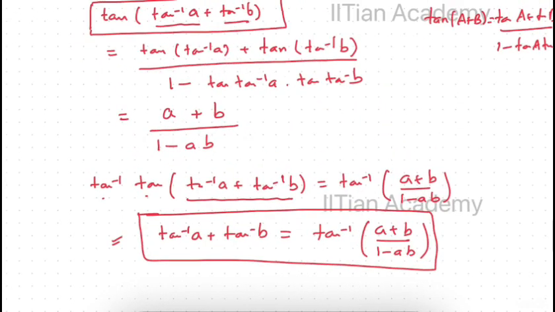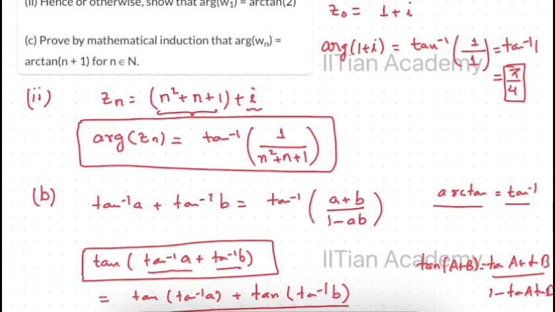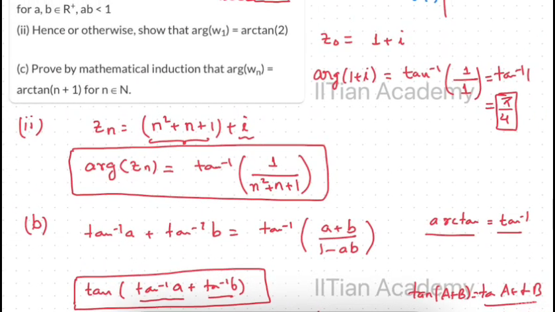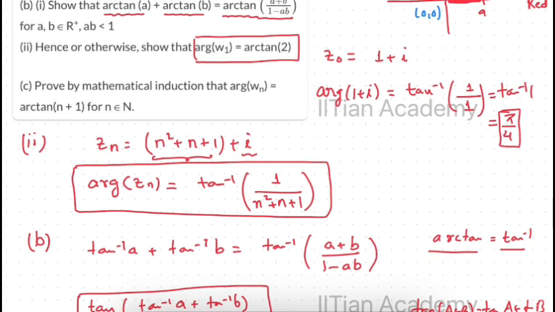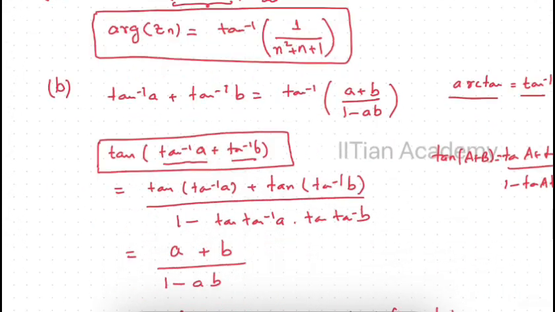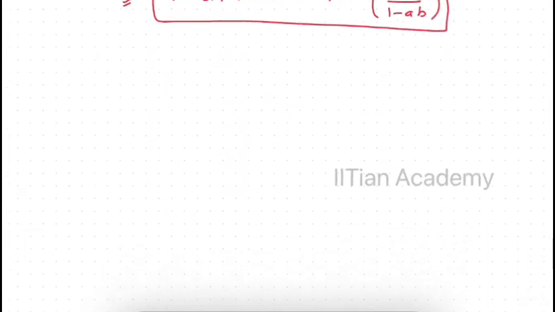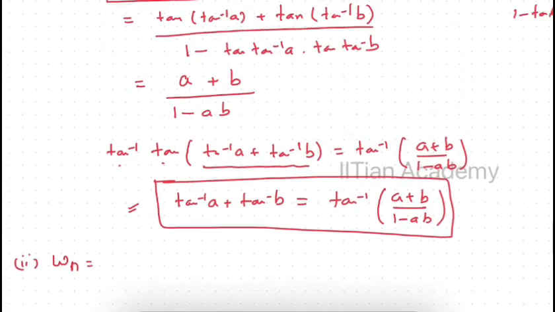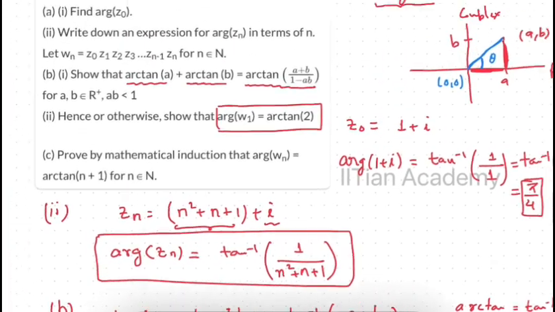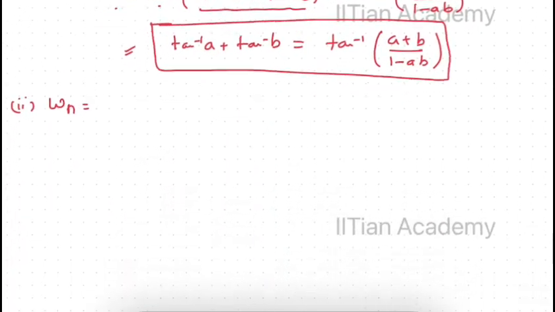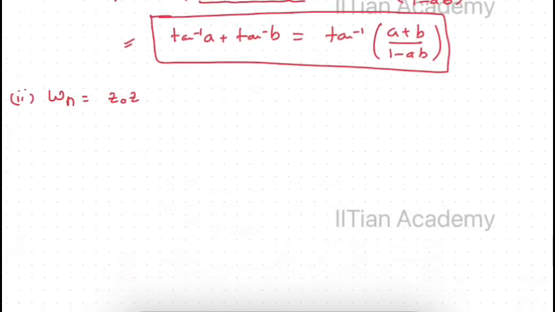Now moving on to the second part. Hence or otherwise, show that the argument of W1 is equal to tan inverse 2. Before moving forward, let us identify what W1 is. Before that, let us see what Wn is. Wn has been defined as the multiplication of various complex numbers Z0, Z1, Z2 up to Z(n minus 1) into Zn. So W1 will be Z0 multiplied by Z1.